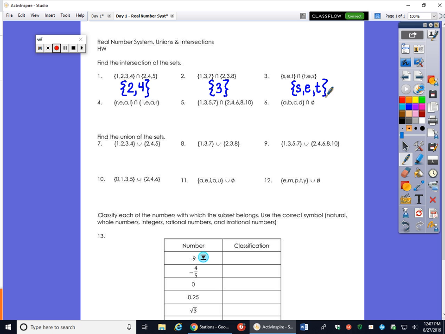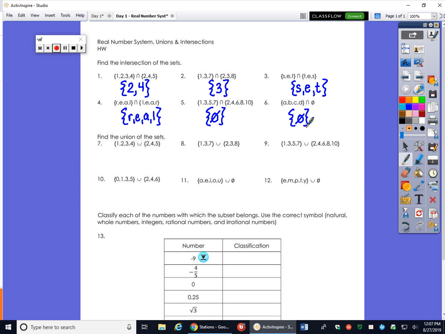R-E-A-L and L-E-A-R, same letters, so R, E, A, and L are all part of the intersection. 1, 3, 5, 7, and 2, 4, 6, 8, 10. There are no numbers that are in both of them, so this would be considered the empty set, or the null set. And then if you're trying to find the intersection with nothing, then you don't have an intersection. So again, we're on the empty set.